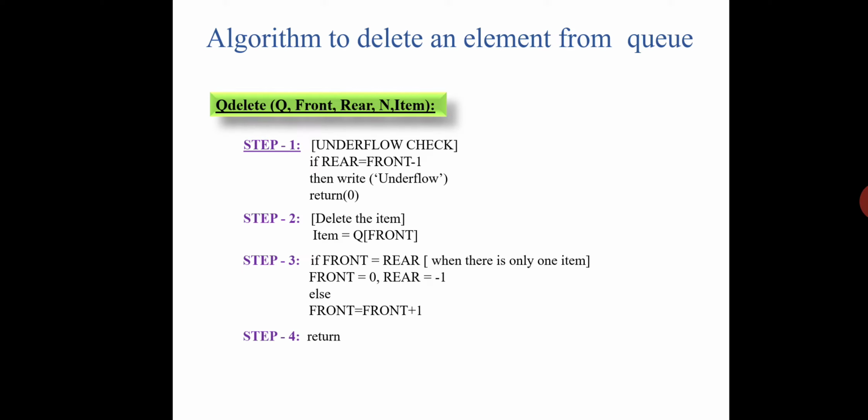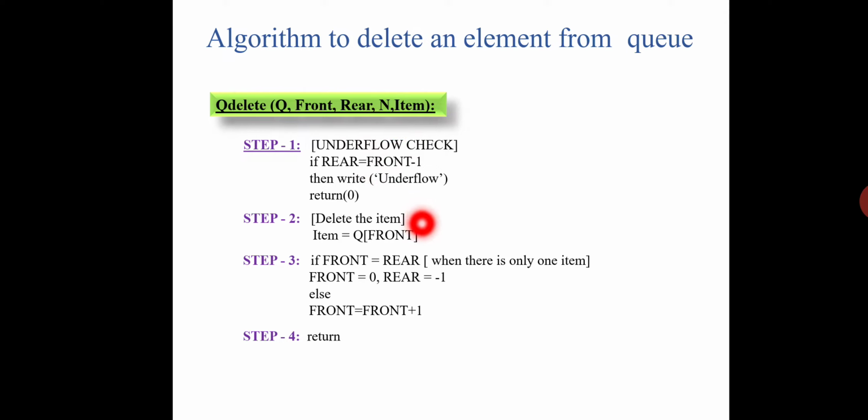Then come to the deletion. See, the algorithm to delete an element from the queue. When you go for deletion and insertion, you require 5 parameters. First is the queue, front, rear, number of elements, and then which element you need to delete. This is also the same thing for the insertion.